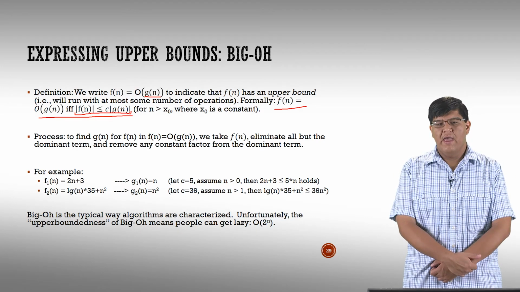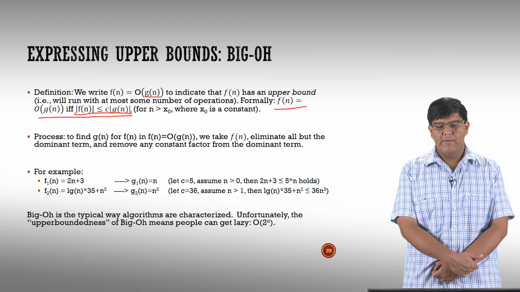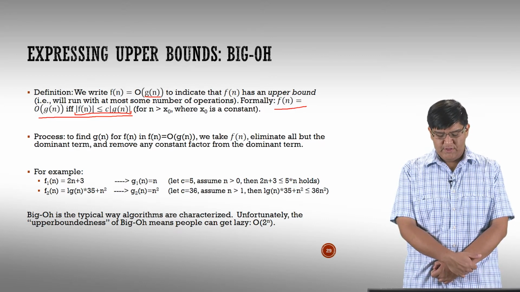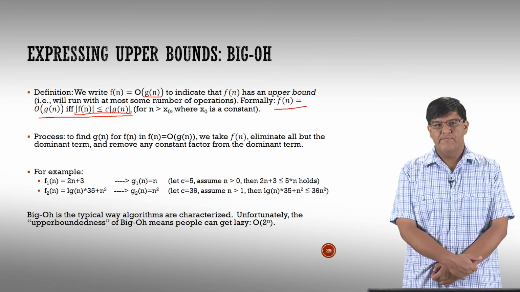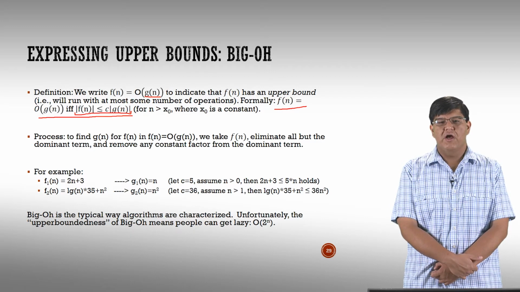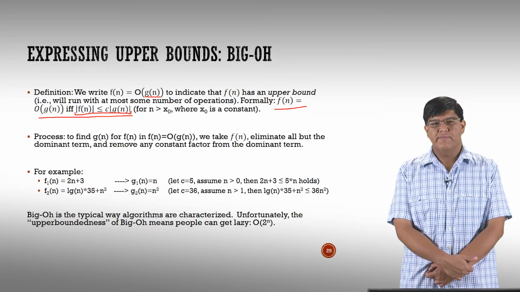So now let's take a look at how I would actually go to a function and figure out what the big O for it is. What is the upper bound for it? The process is pretty simple. Basically what we say is, given some function f of n, drop all but the dominant term, and then drop the coefficient on the term that's left over. So we're just throwing away a lot of stuff. The result from that will be the big O upper bound for that particular function.